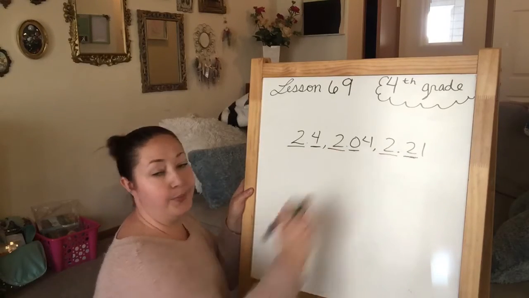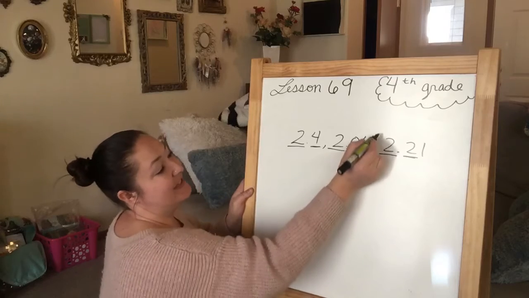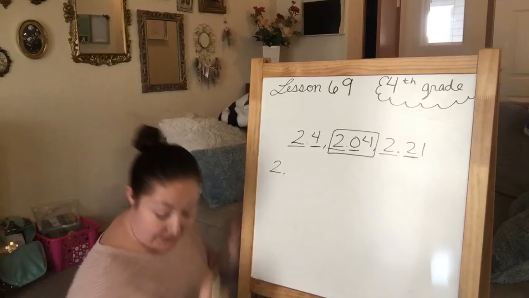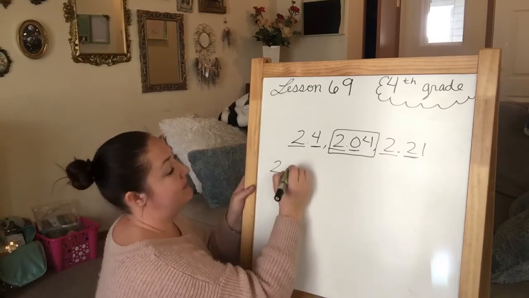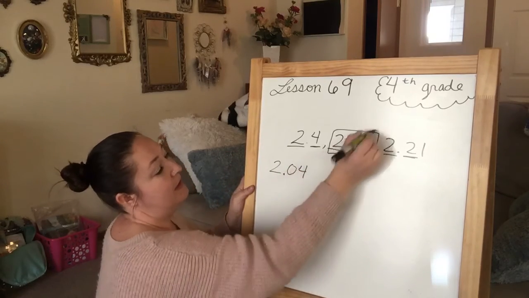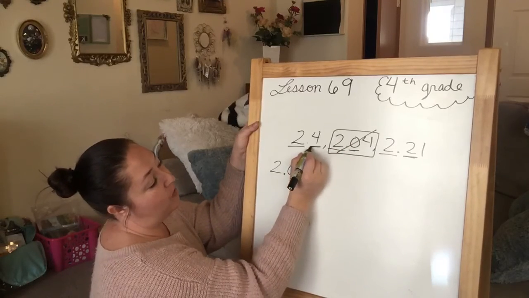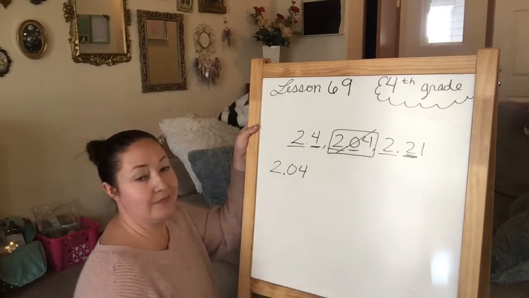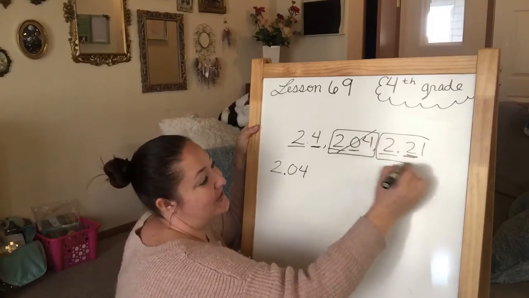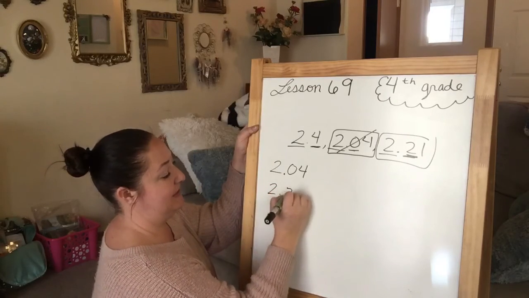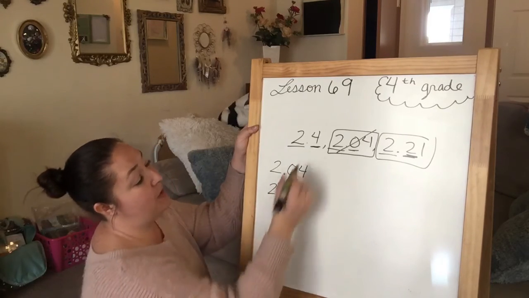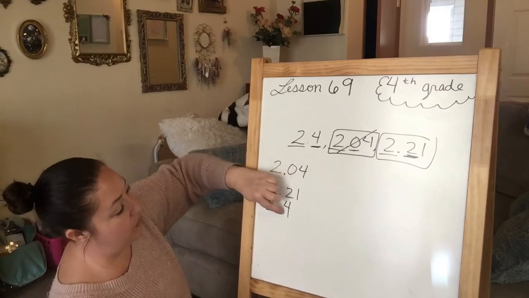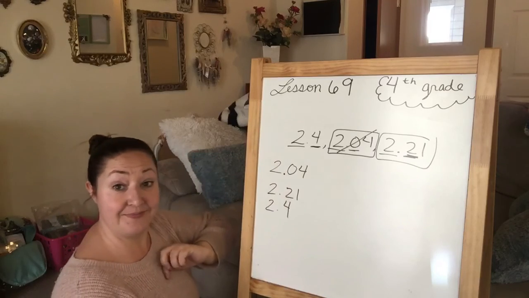4, 0, or 2? 0. 0 is much less than 2 or 4. So this looks to be the least. Does it say least? Least to greatest, yes. 2.04, okay, done. And then we have 4 in the tenths place and 2 in the tenths place. Which is the least, 2 or 4? 2. So this is our second least. And then all we have left is 2.4. You see how 0, 2, 4 goes from least to greatest? Easy peasy?